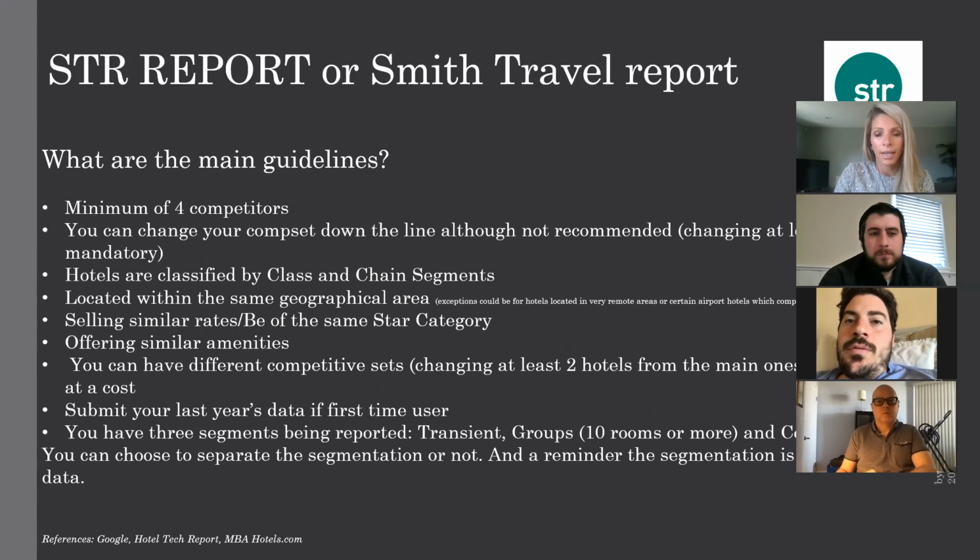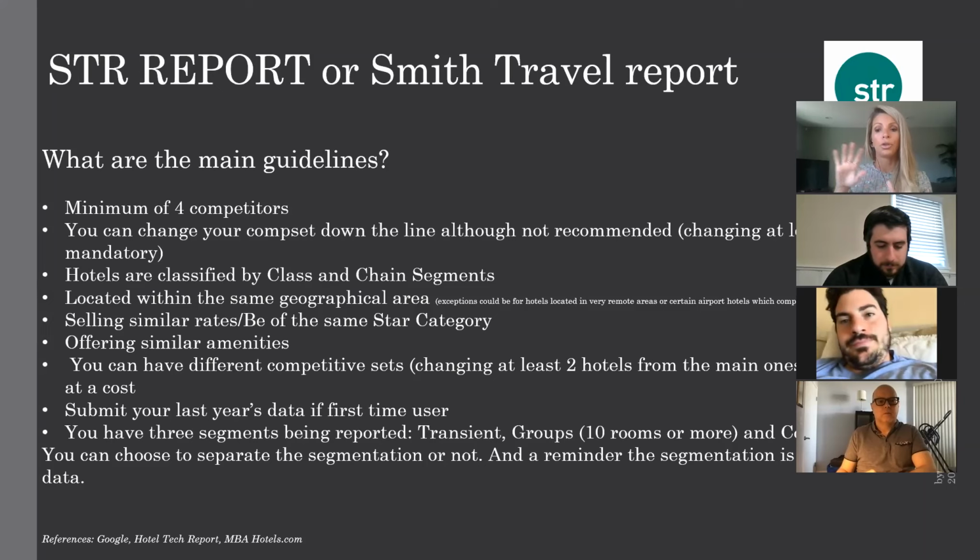A couple of the guidelines for the STR reports. One important thing to think about is that you'll never be able to understand one competitor's occupancy, ADR, or RevPAR. What you're going to see on the STR report is yourself, your numbers compared to your competitors' average numbers. So you need a minimum of 4 competitors. Like this, you can't guess who is doing what.